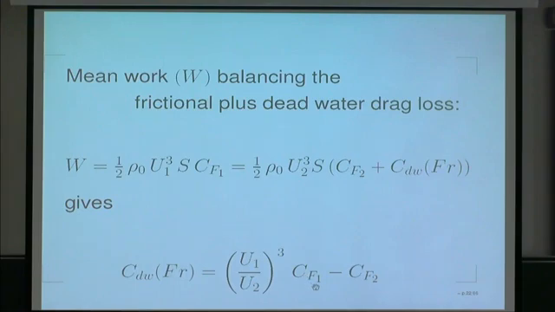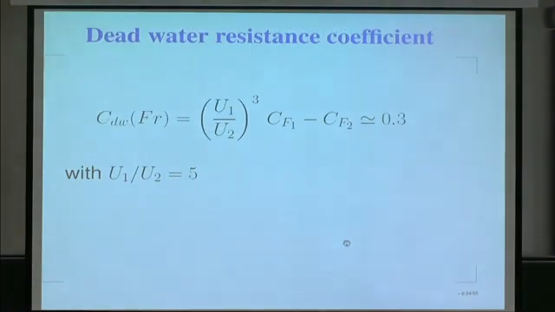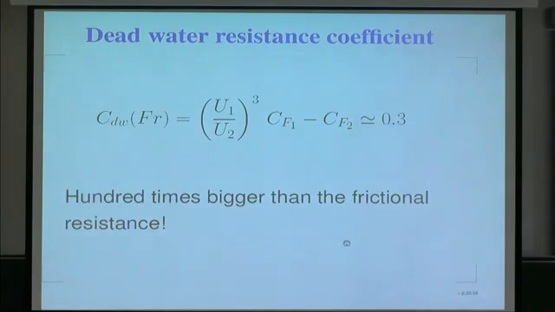You can estimate this, this is done as a standard thing in ship hydrodynamics, and then you have a quite robust estimate of this skin frictional coefficient. So then you can calculate that the dead water resistance coefficient is 0.3, with the speed reduction of 1 to 1/5. So that is 100 times bigger than the frictional resistance. So it's a tremendous effect.